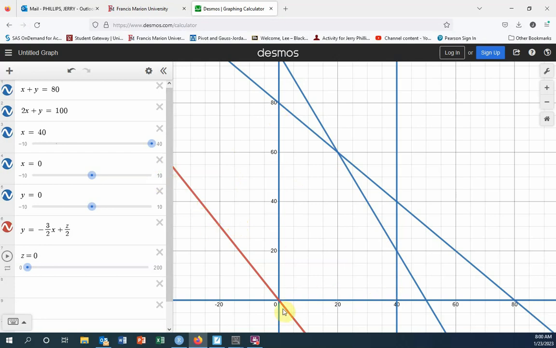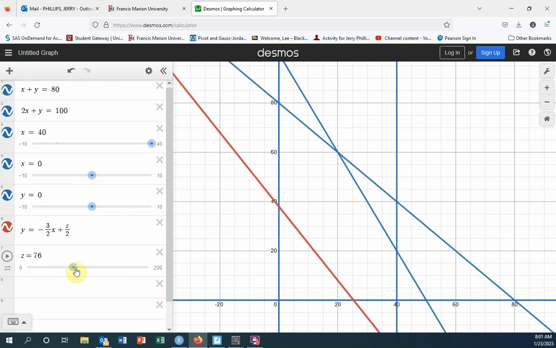And the red line is my profit line. You can look over here. It's the same equation, negative 3/2 x plus z over 2. And so I added a slider for z, and as I move z, it moves up and down, but z is the profit actually. Anywhere on this line, if I pick any xy pair on this line, I will get whatever z is for my profit.